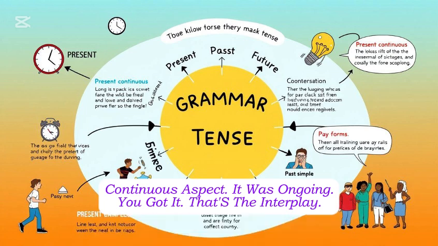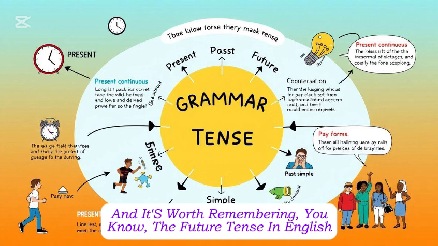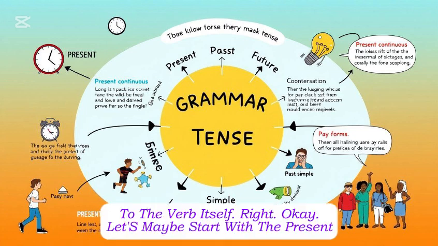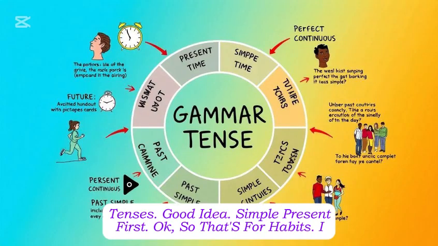That's the interplay. And it's worth remembering, the future tense in English often uses helpers like will or shall. It's not always just a change to the verb itself. Right. Okay, let's start with the present tenses. Good idea. Simple present first.